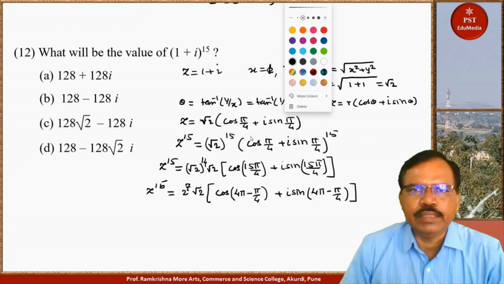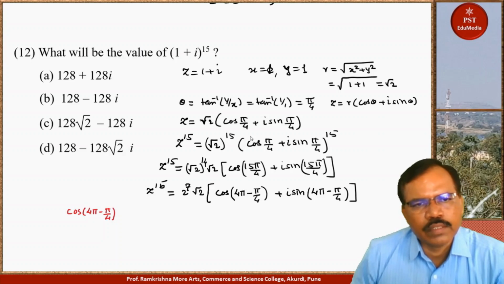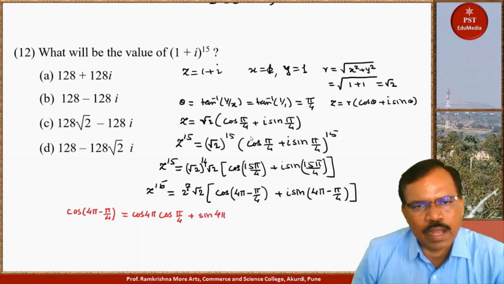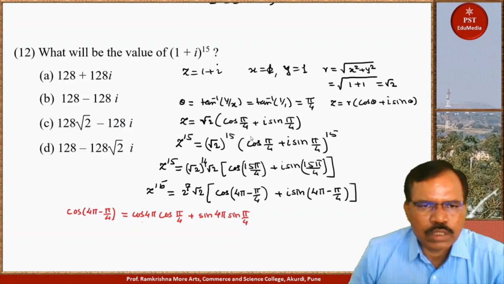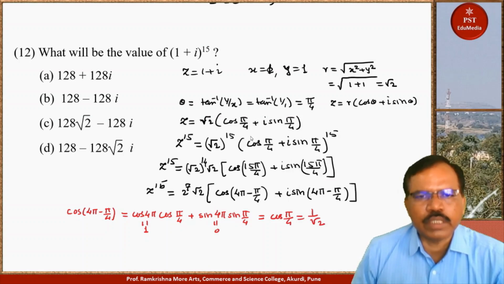Now if we take cos 4 pi minus pi by 4, this is equal to cos 4 pi into cos pi by 4 plus sin 4 pi into sine pi by 4. Now cos 4 pi is 1, sine 4 pi is 0. So we get this as cos pi by 4, that is 1 upon root 2.